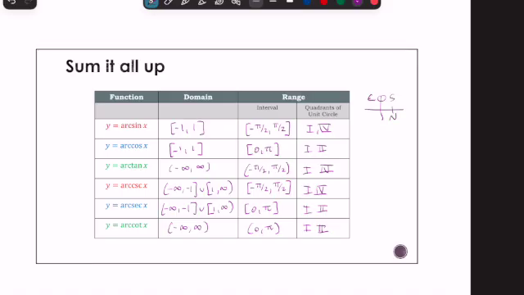So the other way you can think of it is cosine, cotangent, secant, cosecant. And that is your lesson.